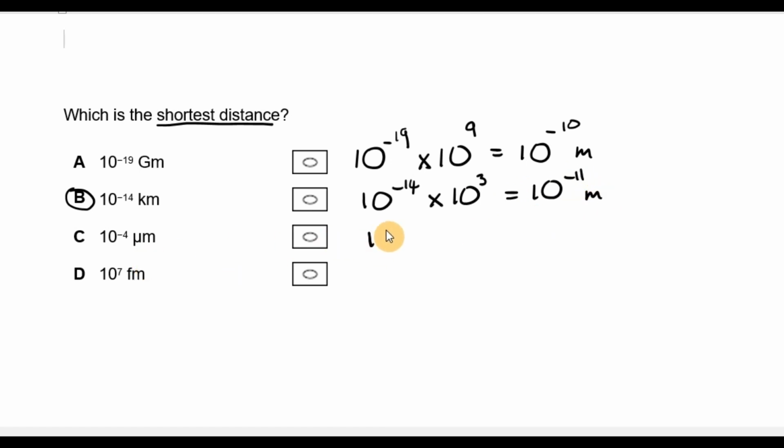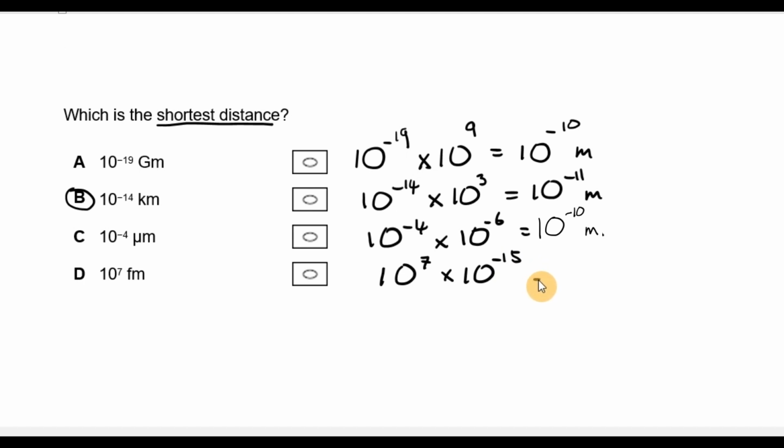The next one is 10 to the minus 4 micrometers, and micro is 10 to the minus 6. So again, adding those indices together gives me 10 to the minus 10 meters. And finally, 10 to the 7 femtometers. Femto is 10 to the minus 15. Add those two together and I'm going to get 10 to the minus 8 meters.